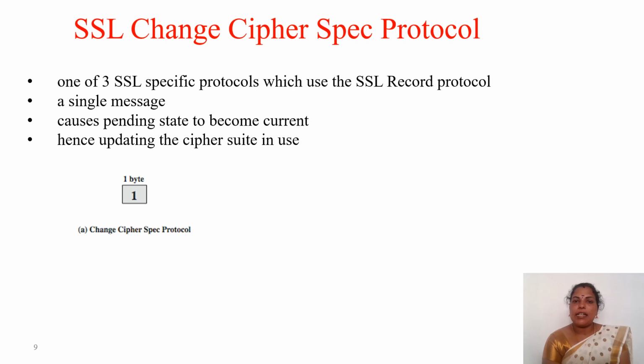Next is the SSL change cipher spec protocol. It is one of the three SSL specific protocols which uses the SSL record protocol. Here only a single message is used. See here in the diagram, only one byte. That is the change cipher spec protocol. It causes pending state to become the current one, hence updating the cipher suite in use. So the size of this change cipher spec protocol is only 1 byte, and it represents 1. It is an SSL specific protocol, and it is just sending only a single message. So only we are having a 1 byte single message.